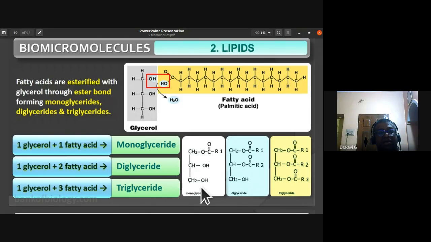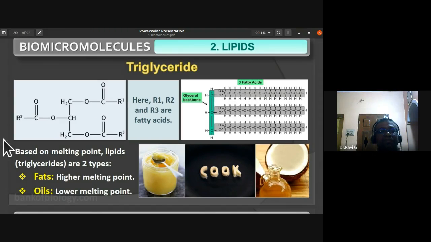This is the monoglyceride, where only one fatty acid is found: one glycerol, one fatty acid. Then one glycerol, two fatty acids; you can notice these two fatty acids. Triglycerides have one glycerol and three fatty acids. Here in the triglyceride, R1, R2, and R3 are fatty acids. You can notice R1, R2, and R3; these are the fatty acids.